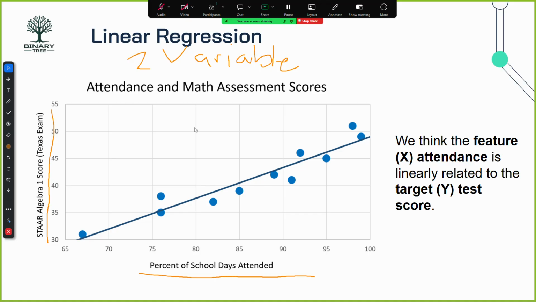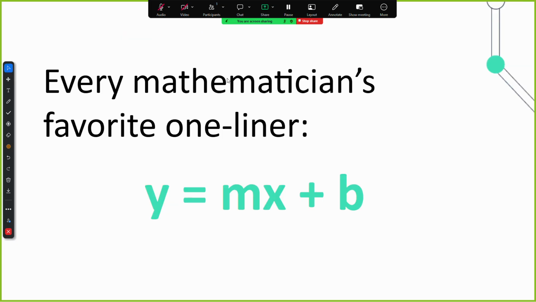As attendance increases, we can see that the Algebra 1 test score is also increasing. We can see that line going upwards in a positive trend. If we remember, with the correlation coefficient, that's something we discussed last time, the R value says how related two things are. So let's look at this one line here.